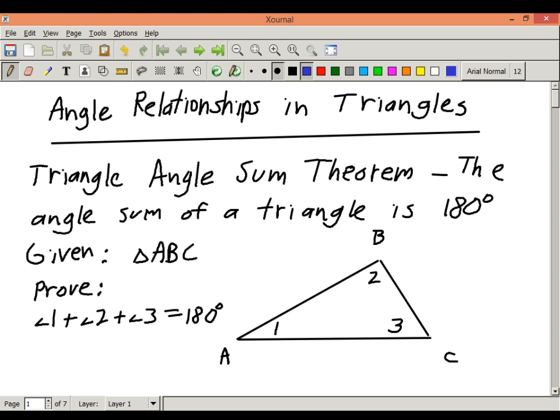All right, we're back with another video. This time about angles and their relationship in triangles. We got 5 new theorems to absorb in this topic, and so let's get started.